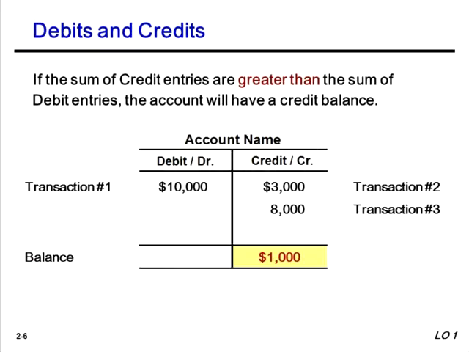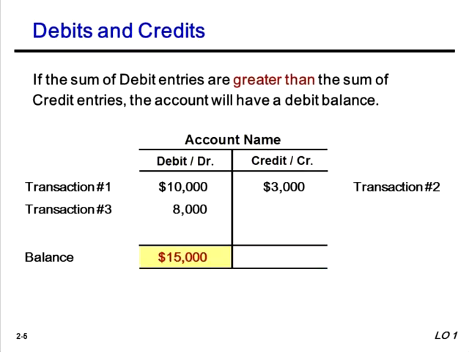Alright, so here's an example. We don't have an account name here, but the point is that if the sum of the credit entries is greater than the sum of the debit entries, the account will have a credit balance. An example of an account that will have a credit balance is accounts payable. If the sum of debit entries is greater than the sum of the credit entries, then the account will have a debit balance. So an example would be an asset like the cash account.